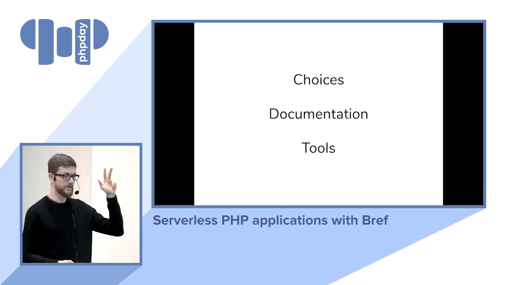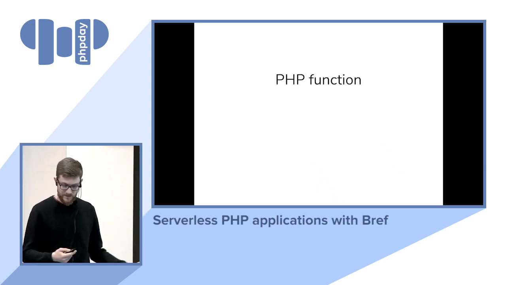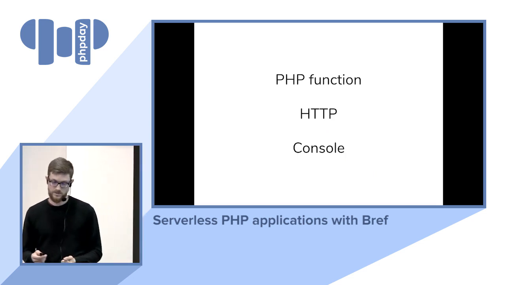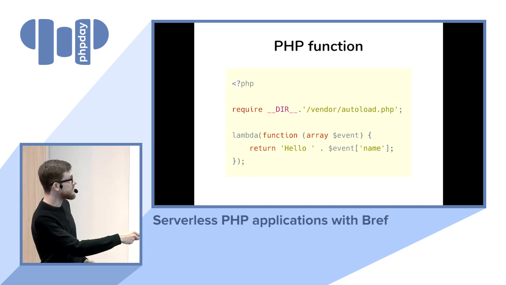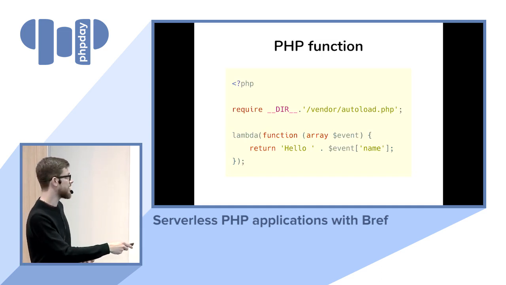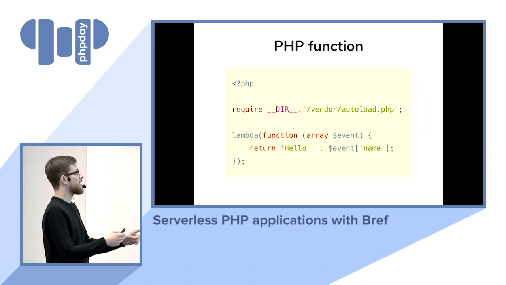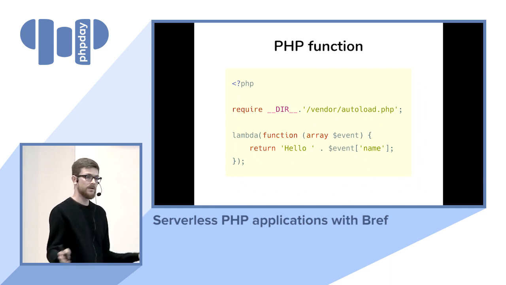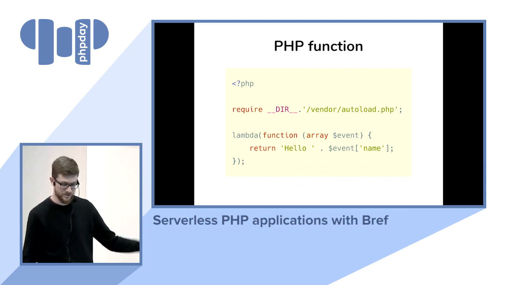Now, to be more specific about the runtimes and how PHP can run on Lambda, there are actually 3 ways to run PHP on Lambda with Bref. And I will detail them. The first one is a PHP function. You can create HTTP applications and console applications. So the first one, PHP function. This is exactly the same thing as with Python and JavaScript. This is a function that takes an event and returns a response or a result. With that, you can run PHP just like with any other language. Same thing, and you can do whatever you can with Python and JavaScript.